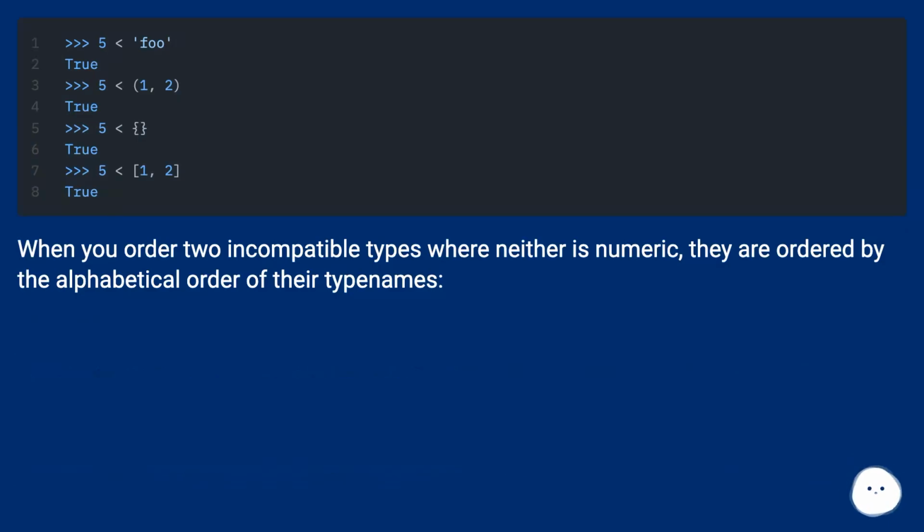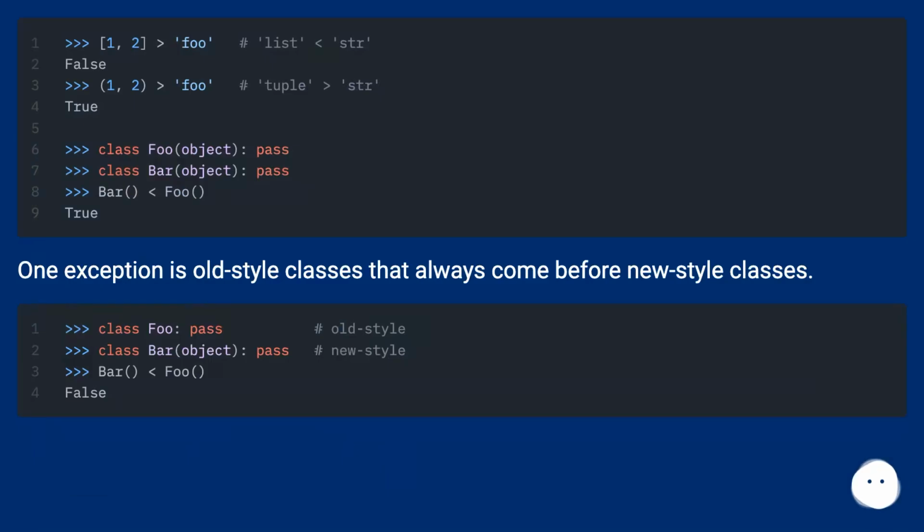When you order two incompatible types where neither is numeric, they are ordered by the alphabetical order of their type names. One exception is old style classes that always come before new style classes.